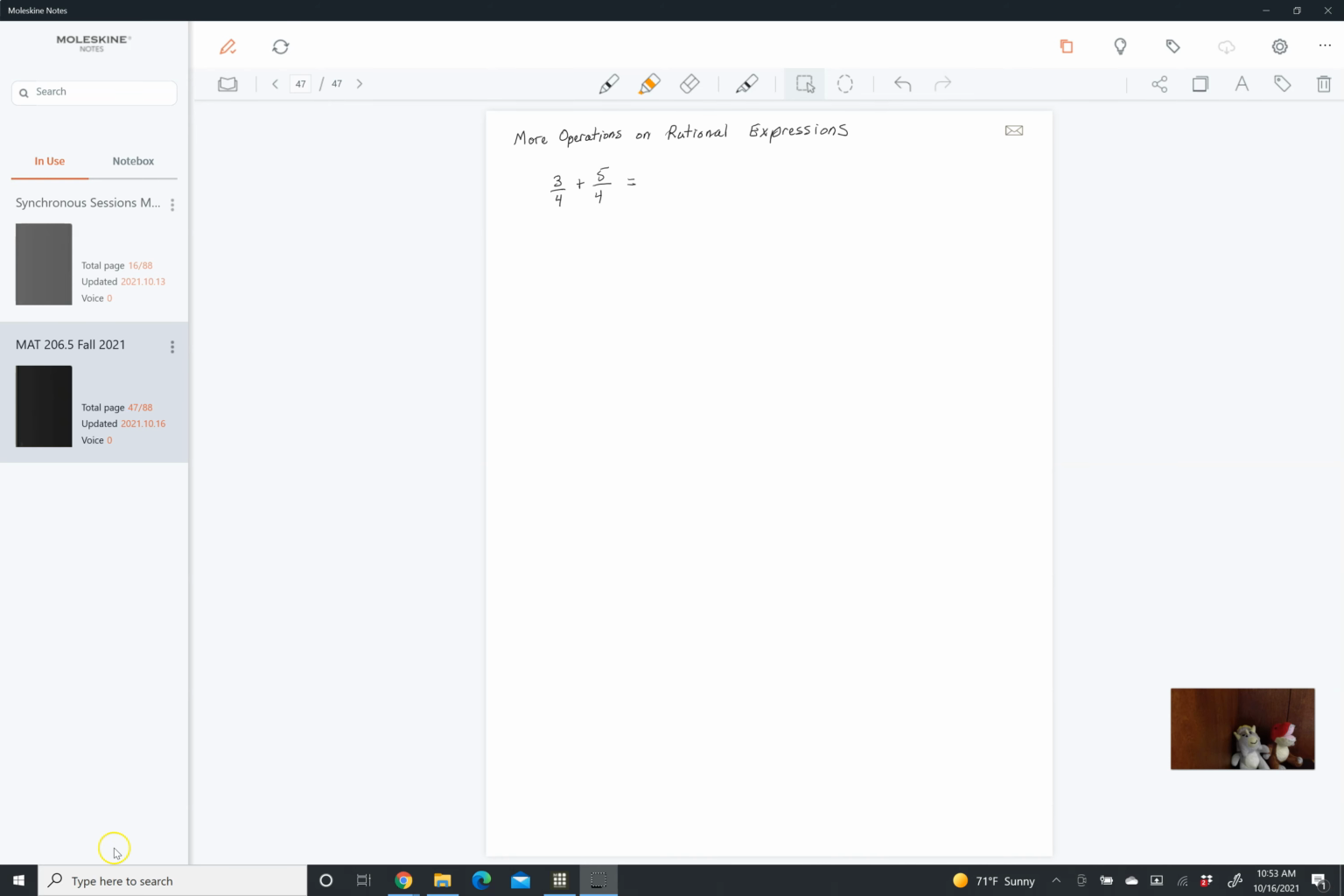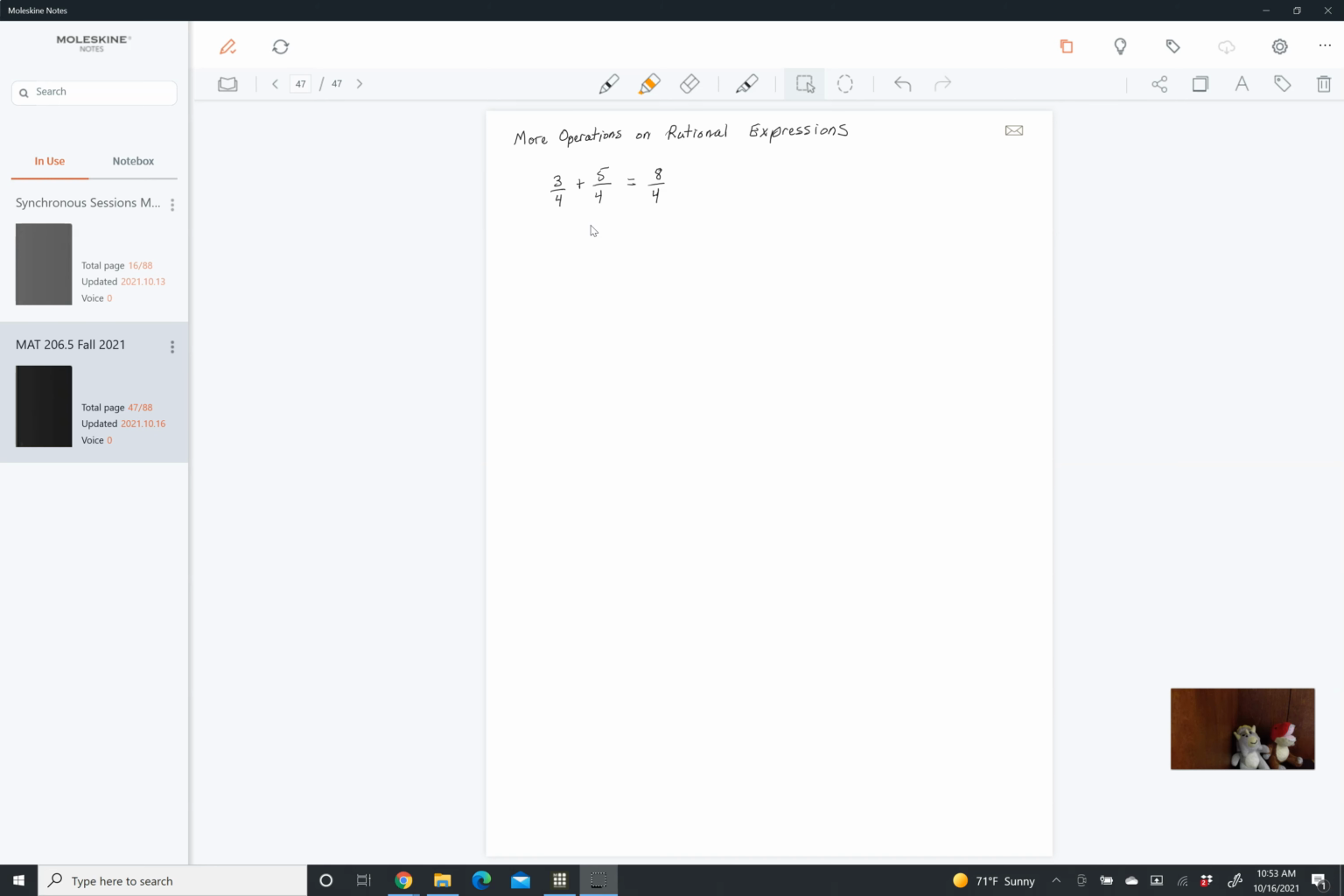Now, the way that we would add these is we just add the numerators. We don't add the denominators. So in other words, this would be equal to 8 over 4. Okay, and the same thing is true for subtraction. So everything that we talk about for addition is the same thing for subtraction. So we're going to do it kind of interchangeably.